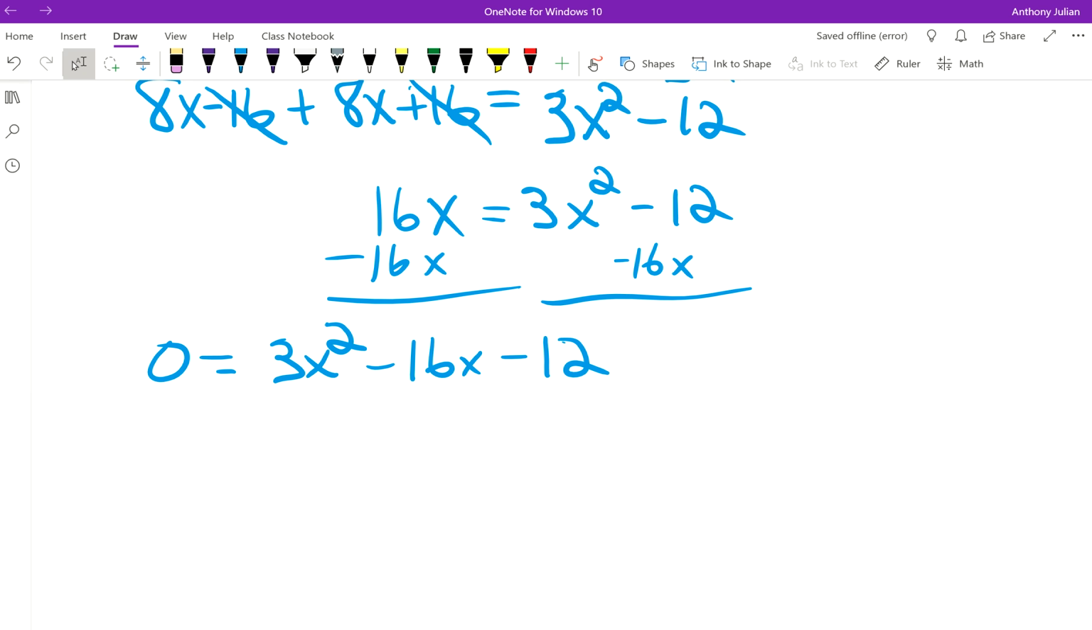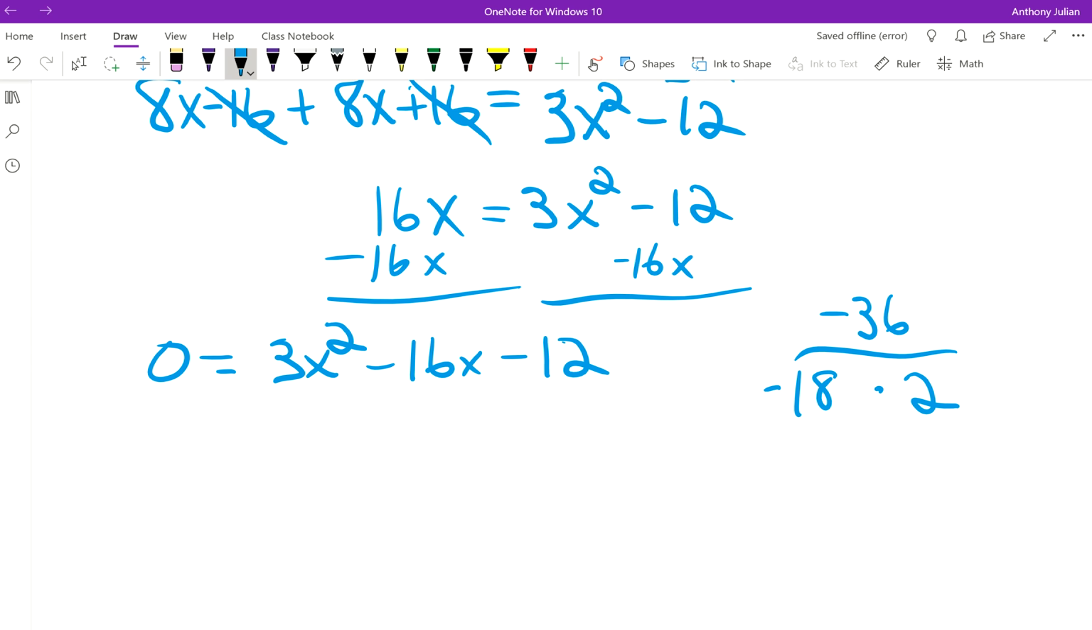All right, so I can't get rid of the 3, so I got to do the grouping method. 3 times negative 12 is negative 36. I want 2 values of factors that will give me negative 36 and add up to be negative 16. So it must be 18 times 2, with the 18 being negative.